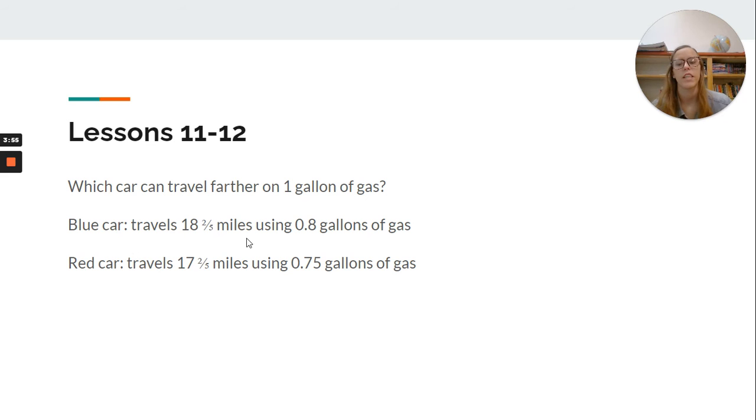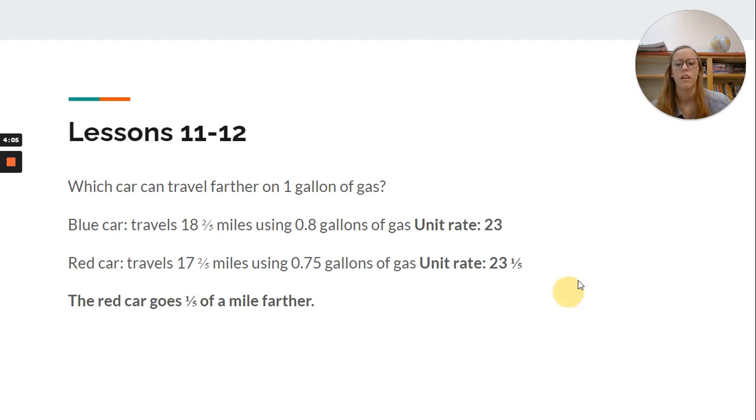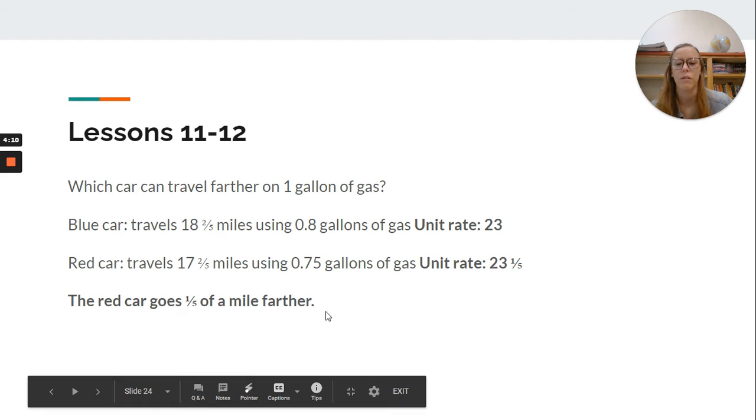Lessons 11 and 12, comparing using unit rates. So the blue car travels 18 2/5 miles using 0.8 gallons of gas. The red car travels 17 2/5 miles using 0.75 gallons of gas. Which one travels further on 1 gallon? First find the unit rate, 23 and 1/5. So the red car goes 1/5 of a mile further per gallon.